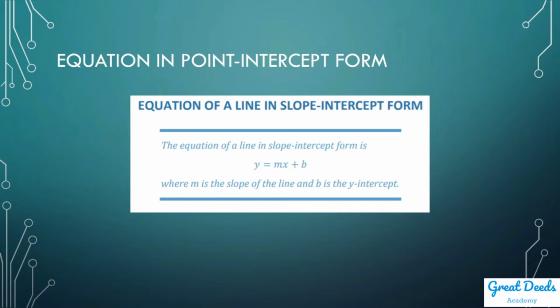So this is what we spoke about last time. The equation of a line in slope-intercept form. I'm sorry, this shouldn't be point-intercept form. This should be slope-intercept form. Okay, so this is the slope, and this is the y-intercept.